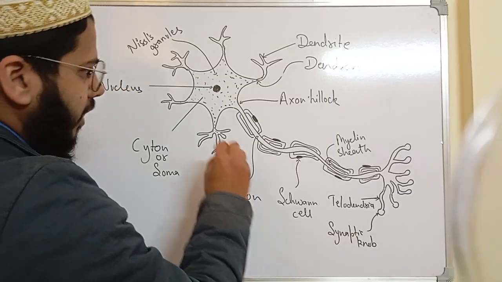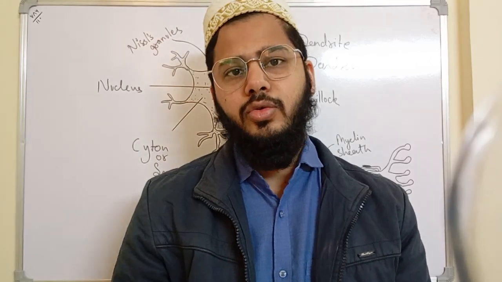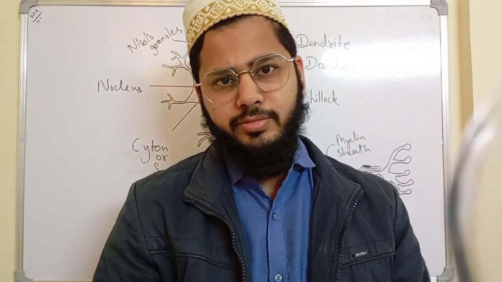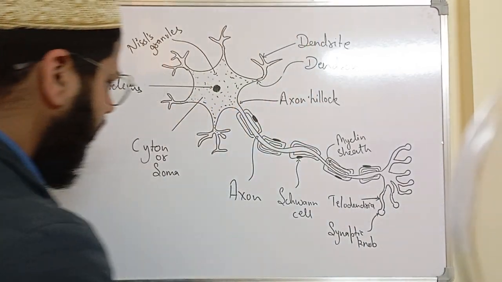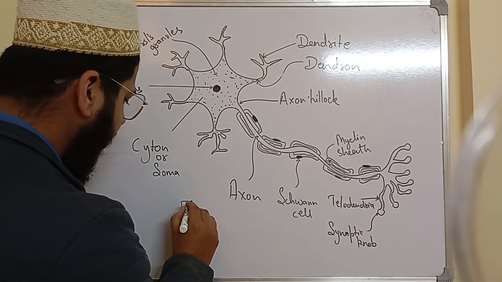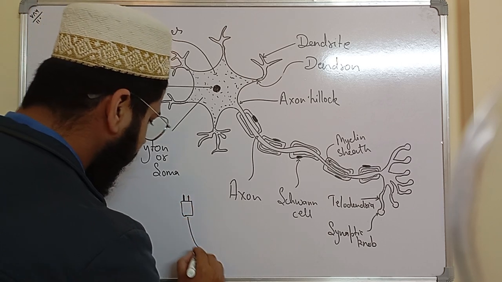Alright, so whenever I teach neuron or whenever we have to understand about the functioning of a neuron, we must assume a simple thing, something that we see in our day-to-day life. And what is that thing? It is simply a mobile charger. Let's assume that this is a mobile charger.